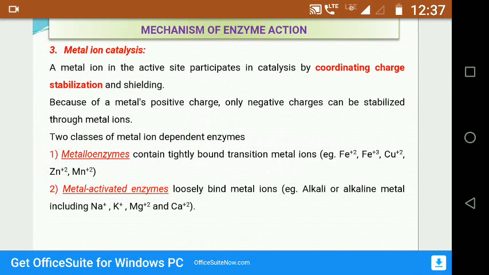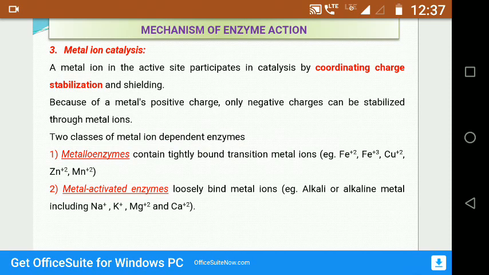Welcome to Part-4 of Enzymology 4th unit. In the previous class, we have been discussing about mechanism of enzyme action.